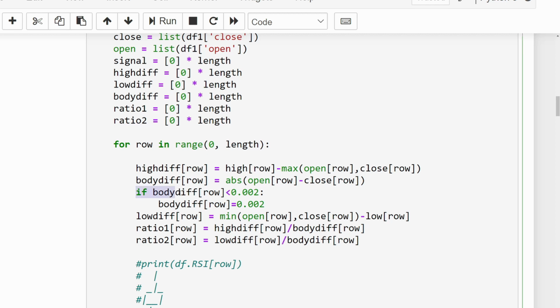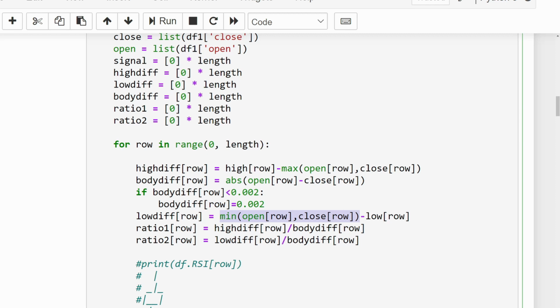In this case, if the body difference is less than 0.002, which is a magic number I simply chose randomly, we will give it a body difference value of 0.002. In other words, it cannot go below this value. Then the low difference value is the minimum between the open and the close price minus the lowest value of the candlestick. This is the length of the small tail that you can see here down below the body of the candlestick.